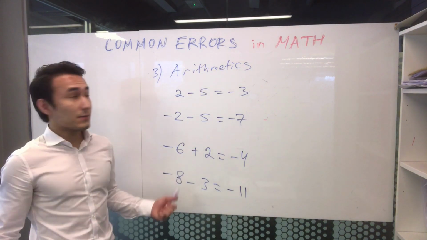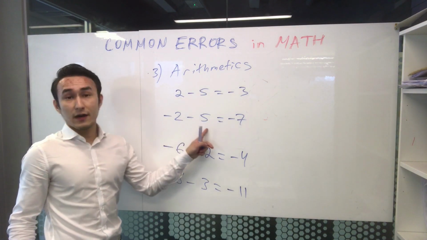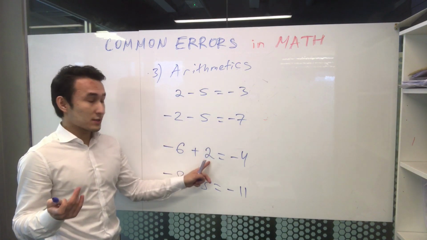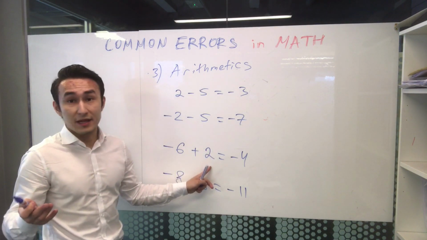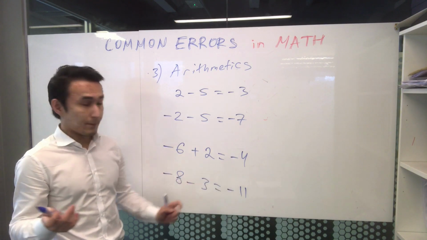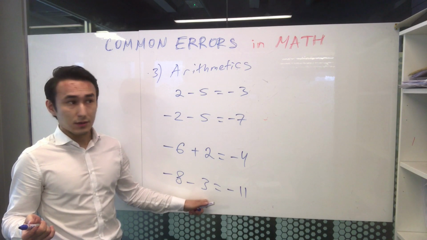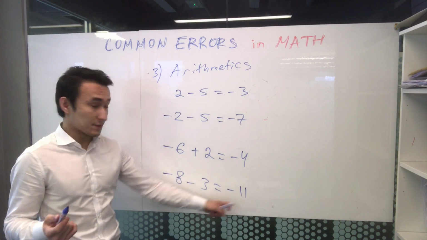And I'm giving these examples because some of you might think minus 2 minus 5 is equal to minus 3. For some reason, some people do that. Minus 6 plus 2, some people think it's equal to minus 8 or something, but it's minus 4. Minus 8 minus 3, and this is very common. Some people think it's equal to minus 5 or something, but it's minus 11.